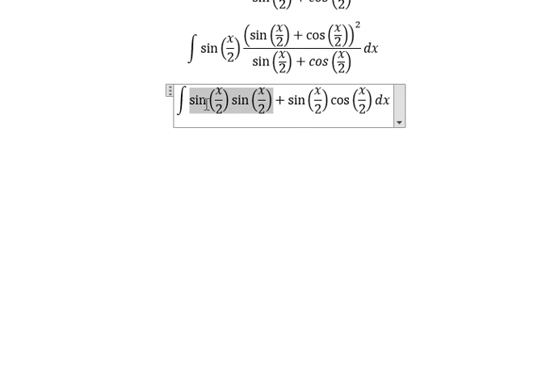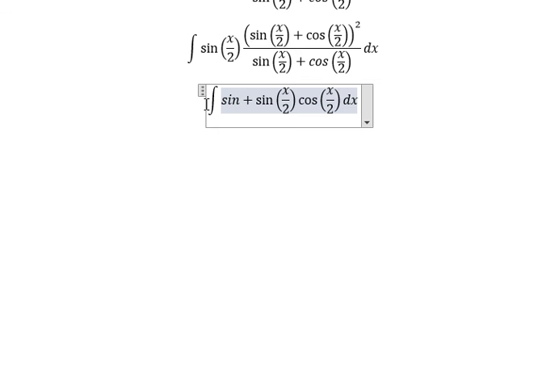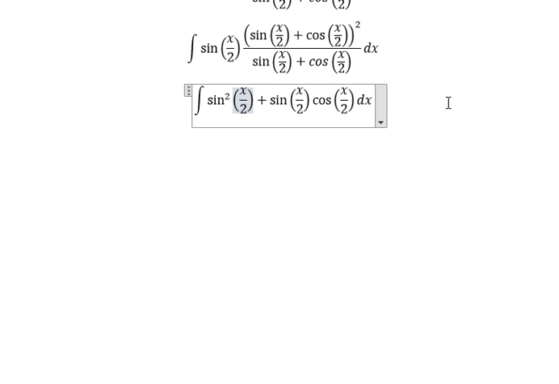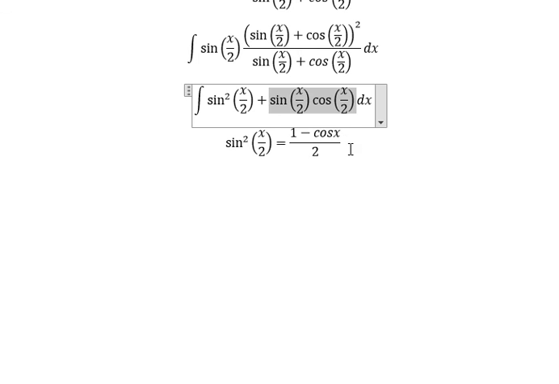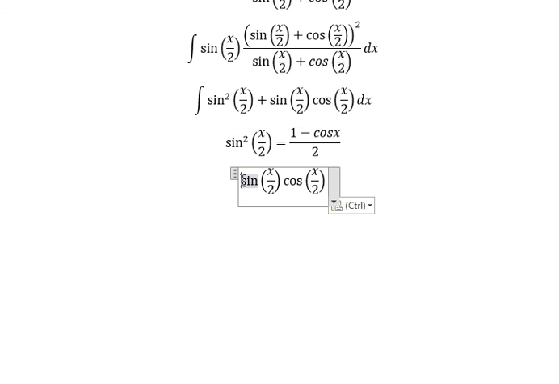About this one, we got sin x over 2 square. So we have the formula for this one. Sin x over 2 square equals to 1 minus cosine x over 2. Next, about this one, we can use number 2 in here, so you got sin x.